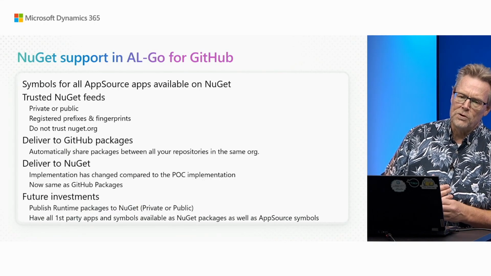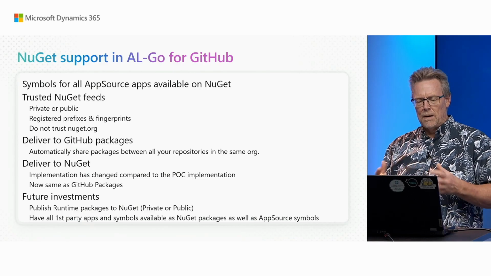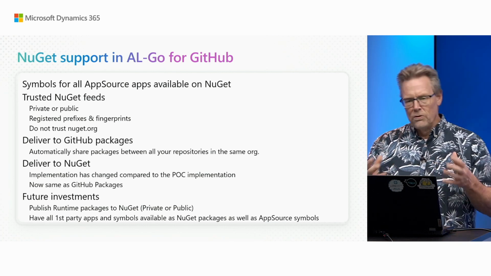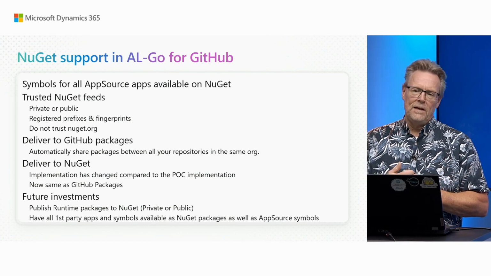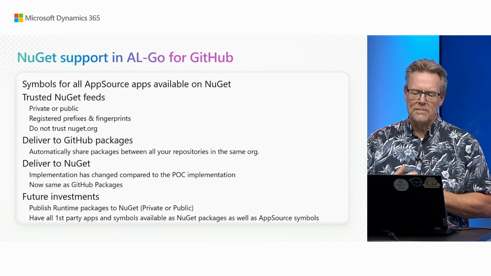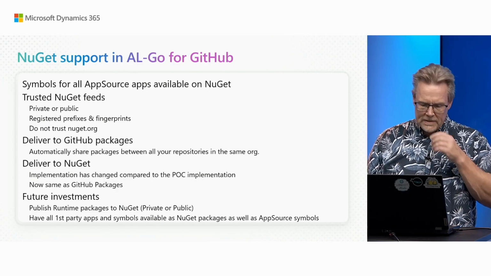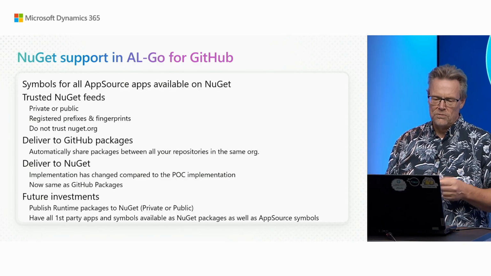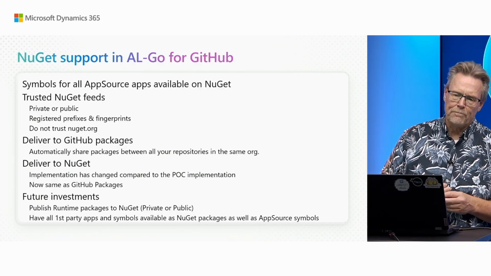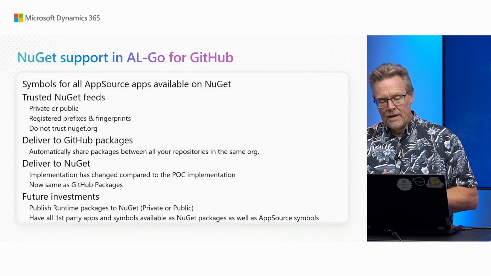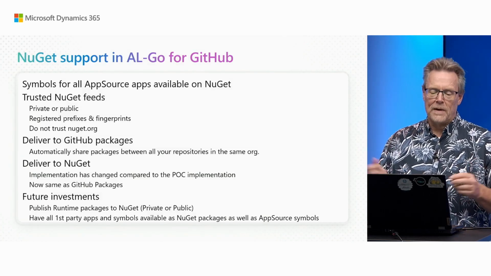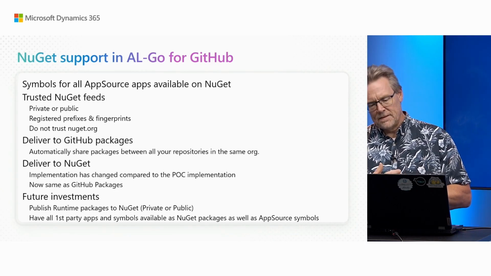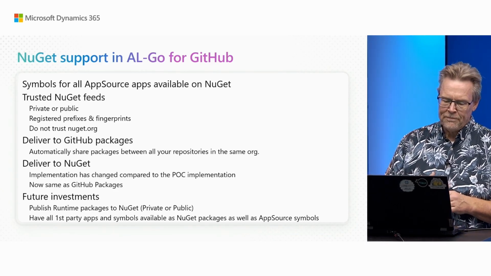Now, as future investments, we will also be able to publish runtime packages to NuGet, either private or public, so that you can share your NuGet feed with other partners or customers. If it's public, obviously, they'll be able to see everything. If it's private, you can select the partners that you want to share your packages with. And we're also working on having all first-party apps, meaning all Microsoft apps, available in NuGet packages as well as the AppSource symbols.